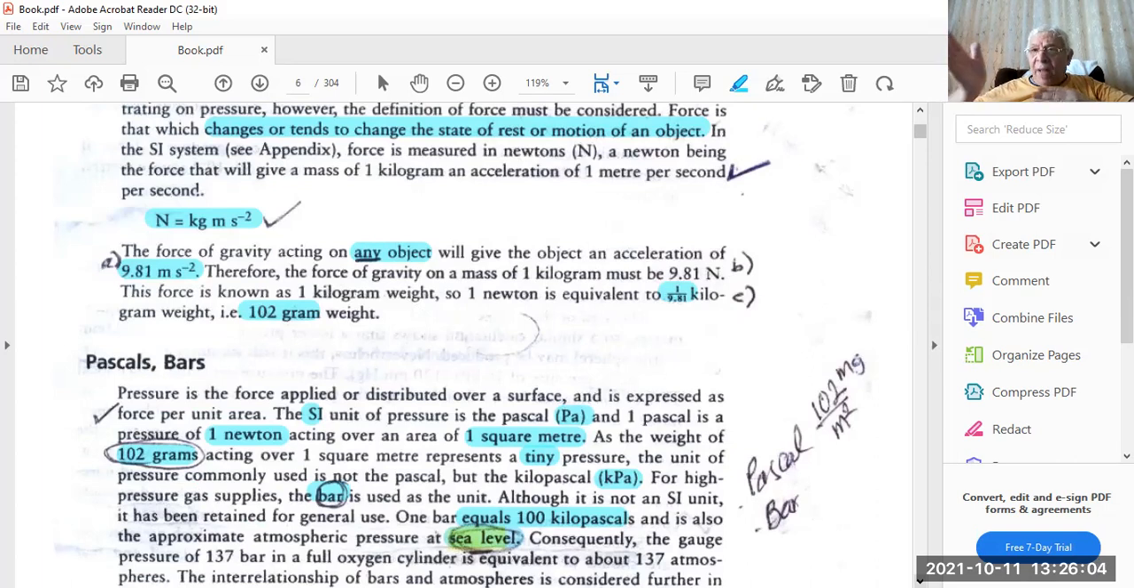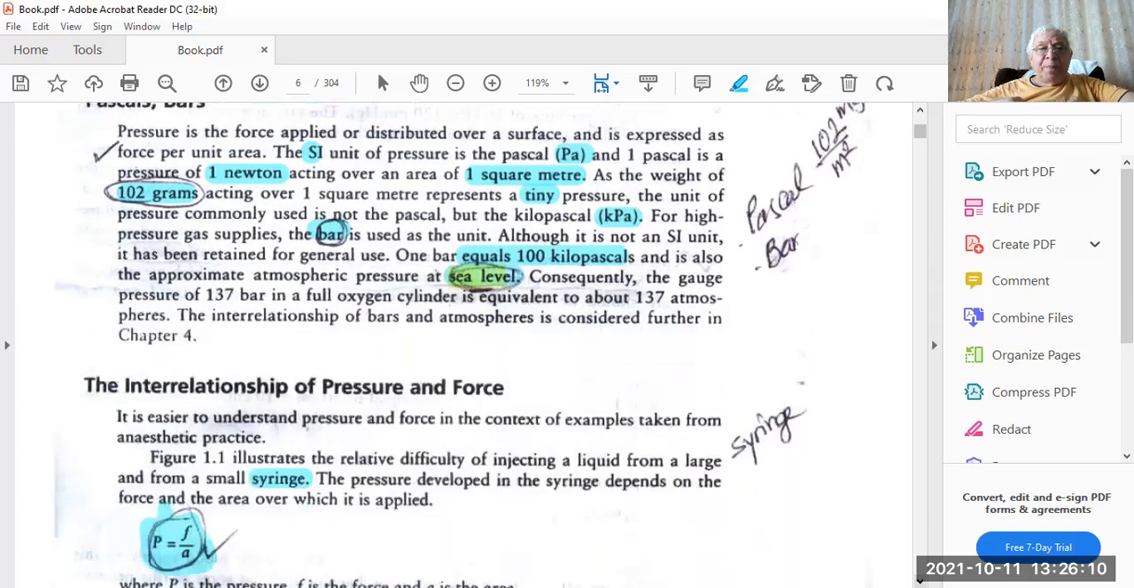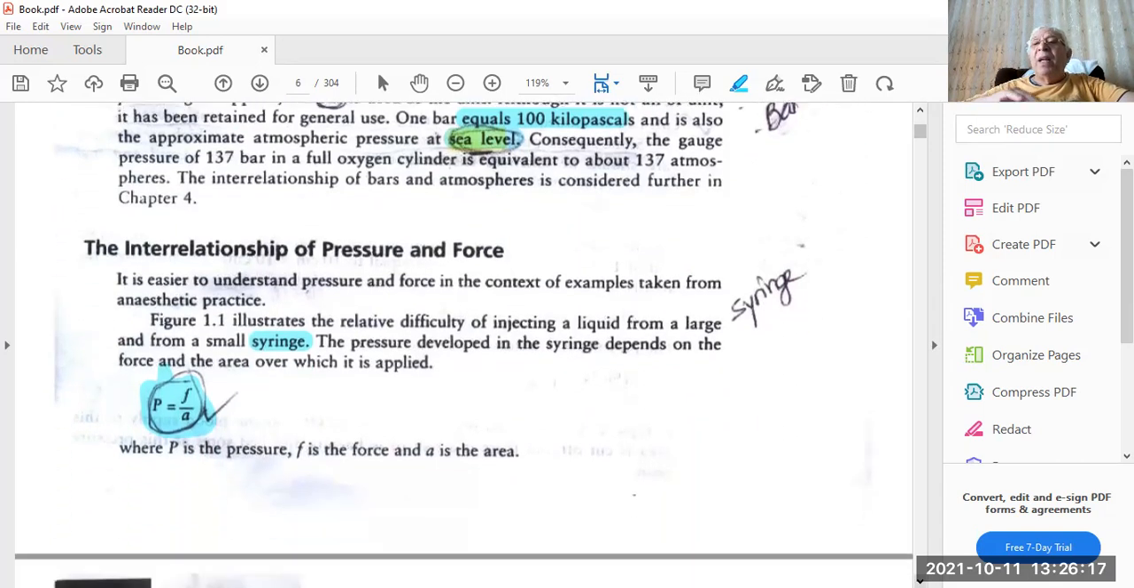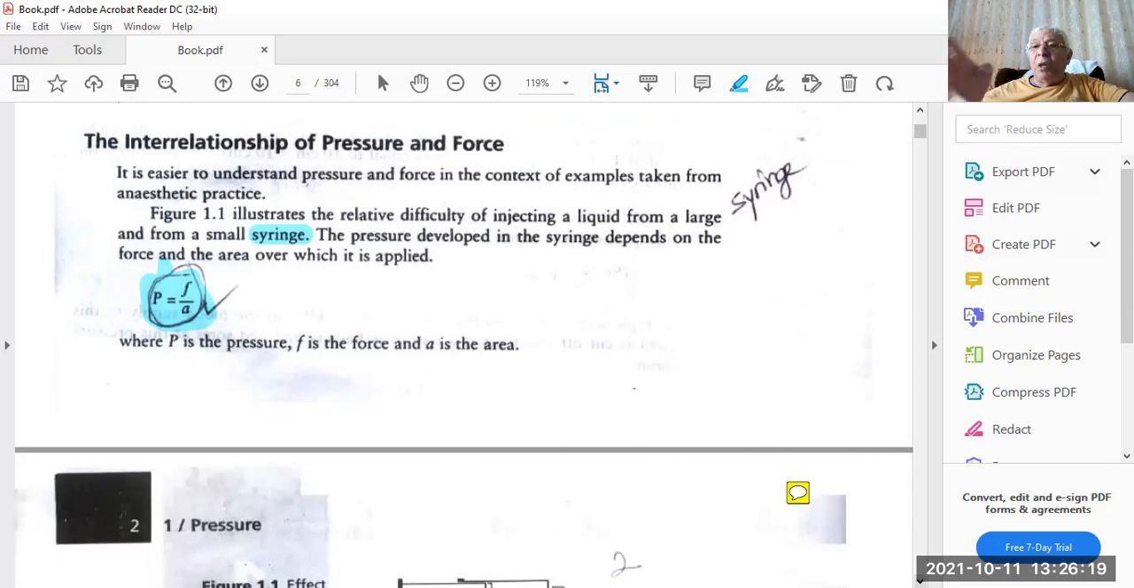One bar, which is the atmospheric pressure, equals 100 kilopascal at sea level. The interrelation between pressure and force, we can see that pressure equals or yields force over the surface area.